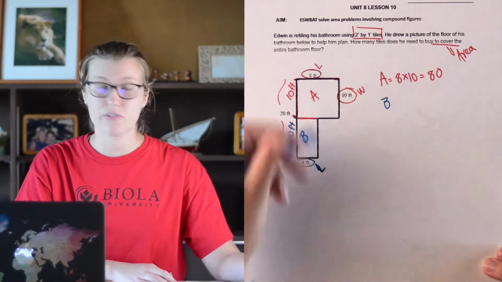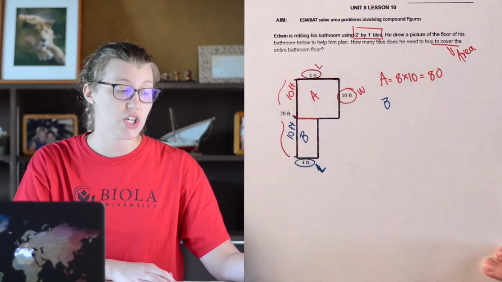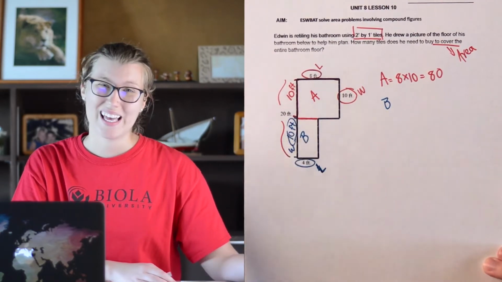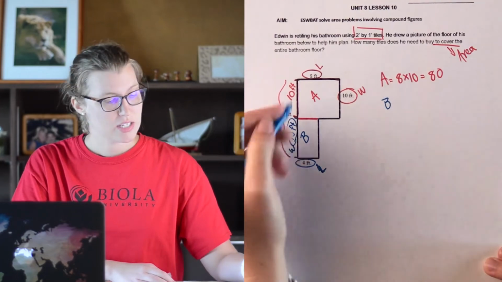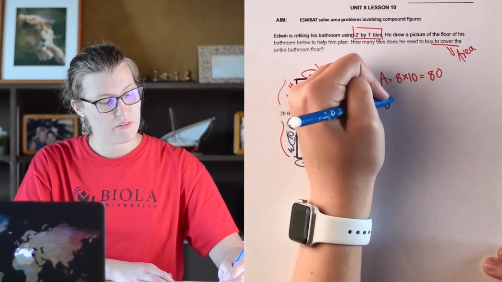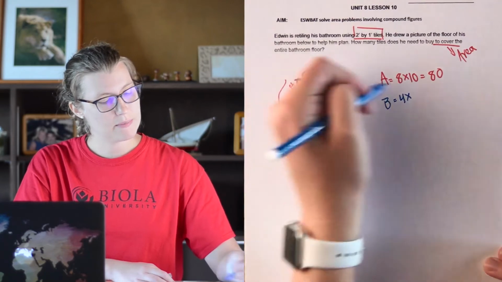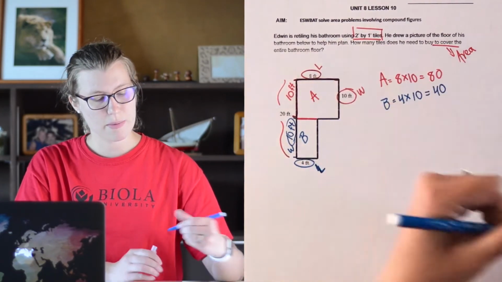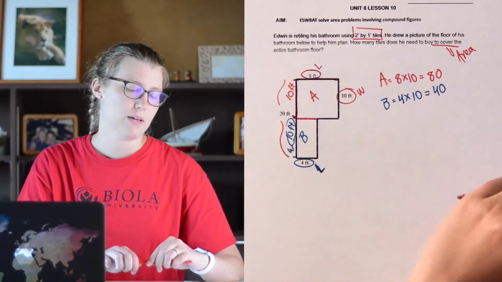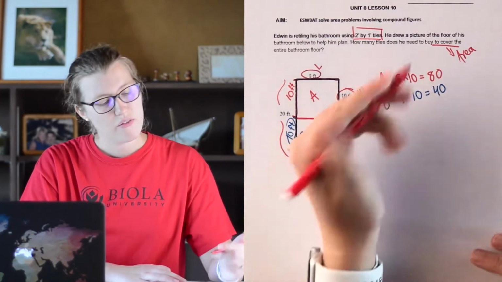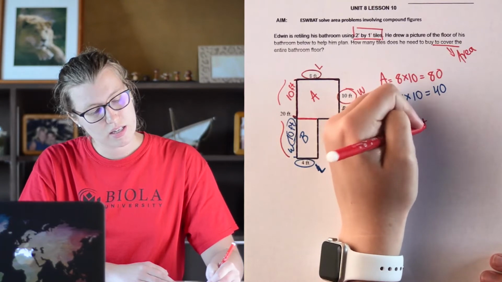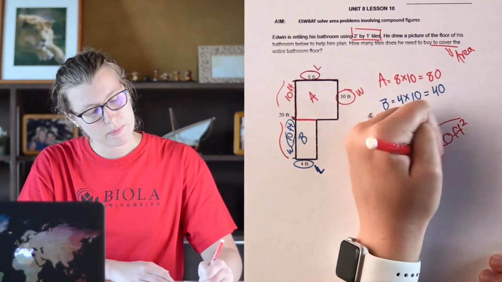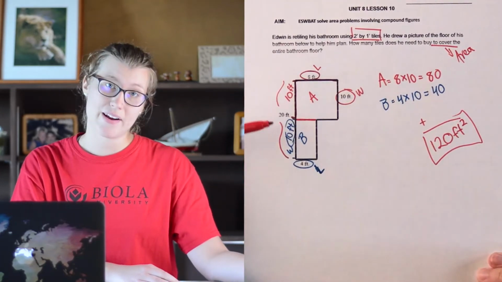I have 2 parts. I can always go back and double check. 10 plus 10 is 20. Good. So now I actually found my width of my rectangle B. So my rectangle B will be 4 times 10, which equals 40. So what is my total area? Well, that's easy. You just add it up. 40 plus 80 equals 120 feet squared.